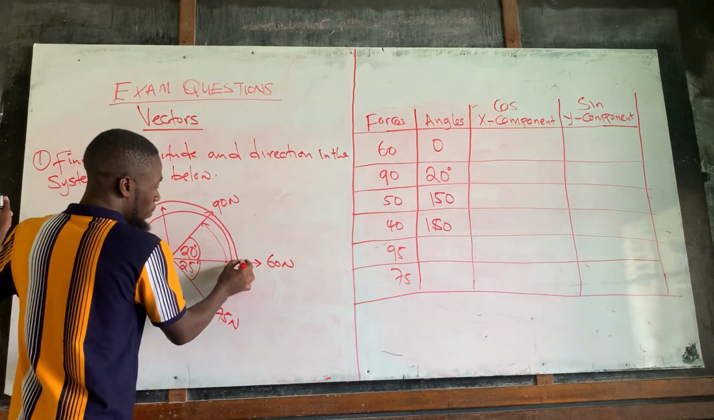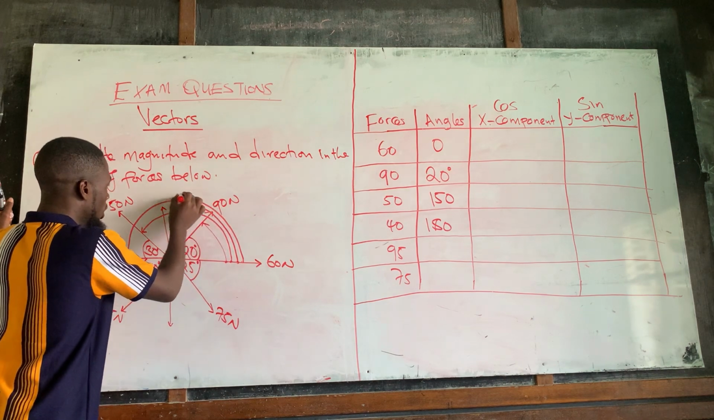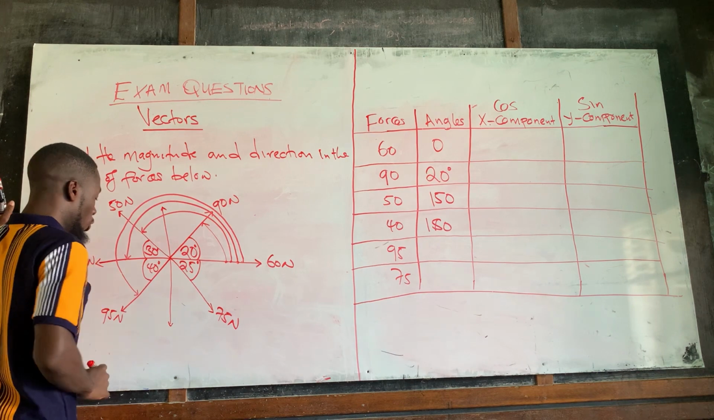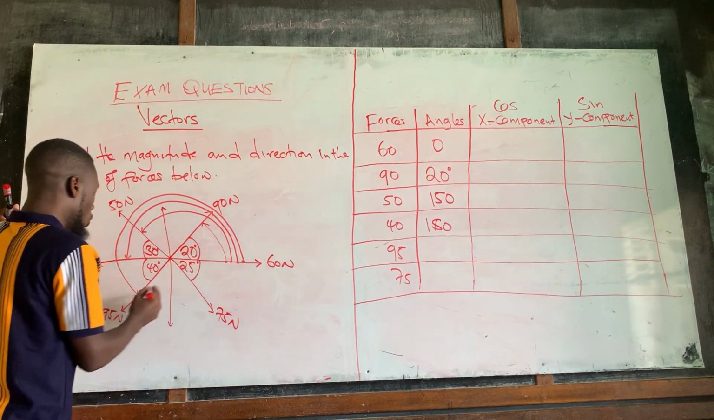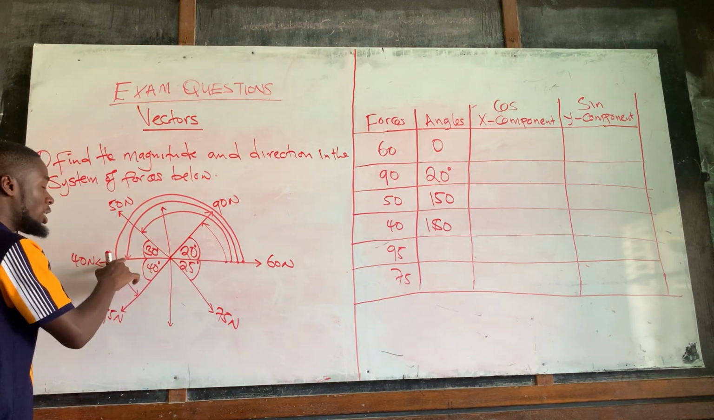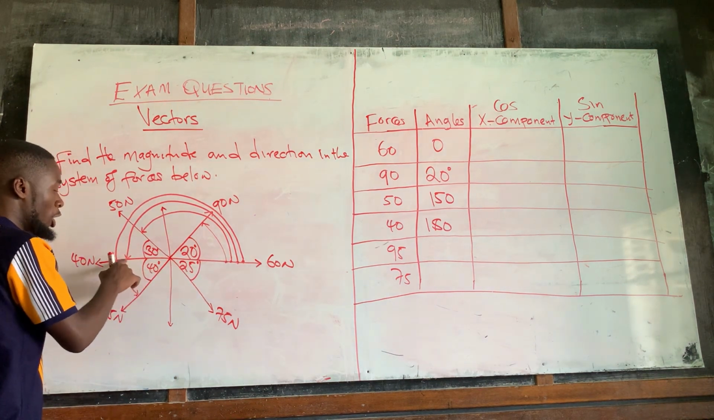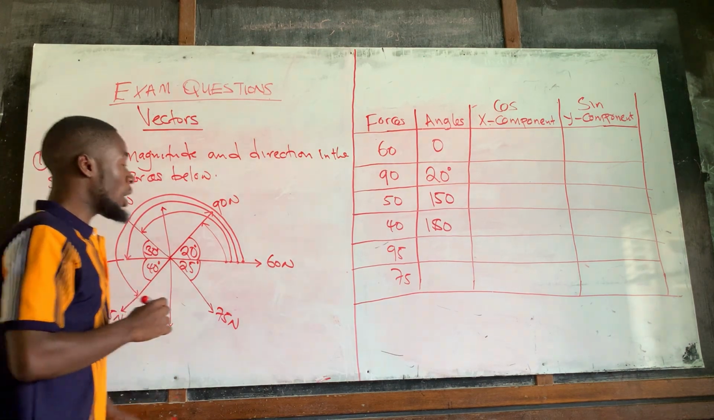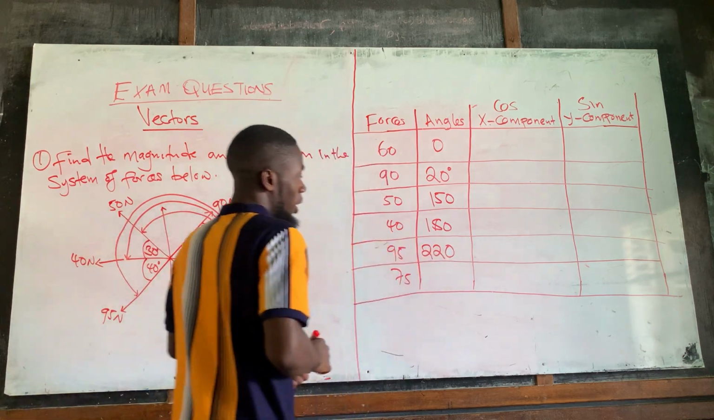Okay? And again, we go to the 95 newton force there. Always start from the origin here. Let's move from this point to where 95 newton is. How many degrees have we moved from the origin to reach this 95 newtons? You know that from here to here is 180. So from this point to this point will be this 180 plus this 40 here. So 180 plus 40 is 220 there.